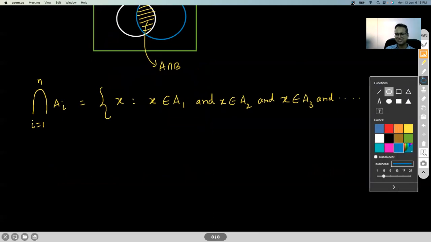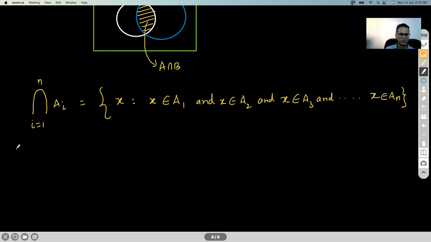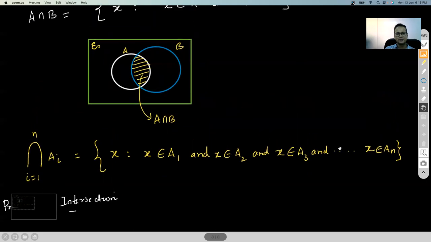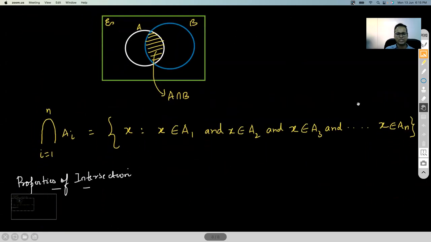Okay, so let's have the set of properties for it. Properties of intersection. First, note this down. If you have any questions, do let me know.